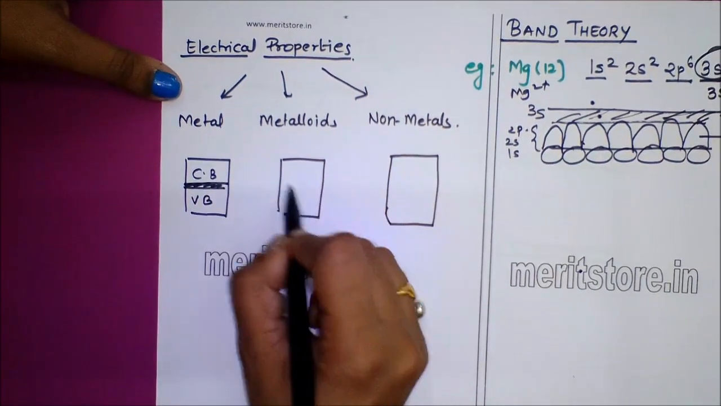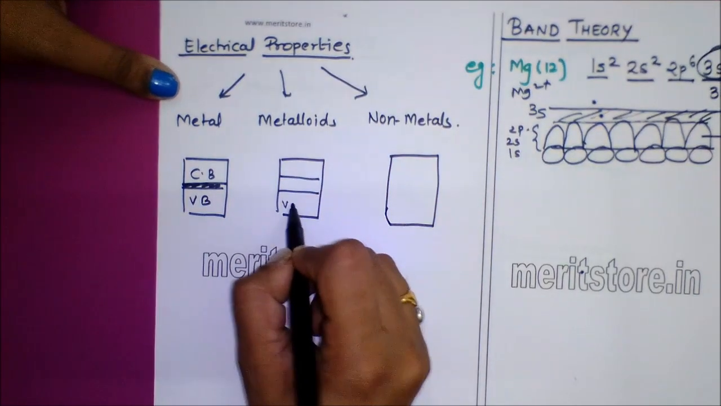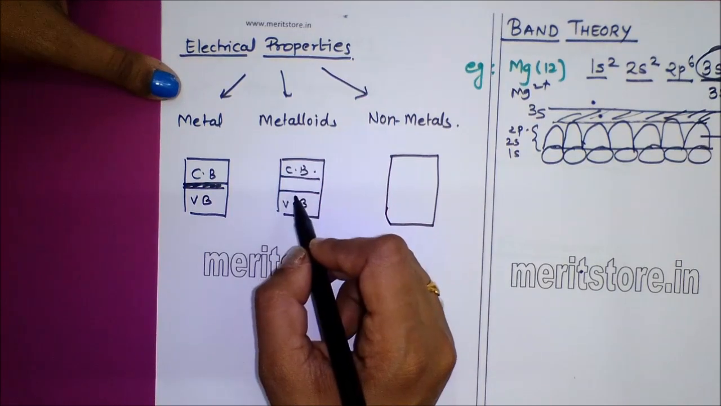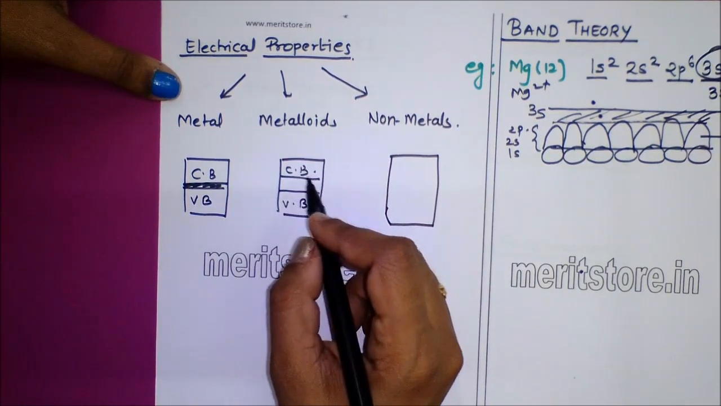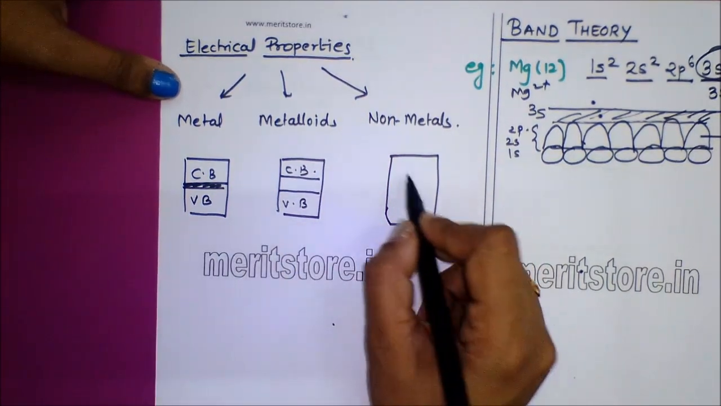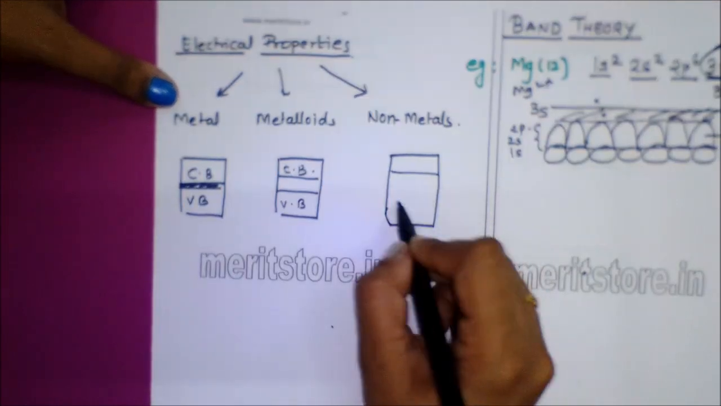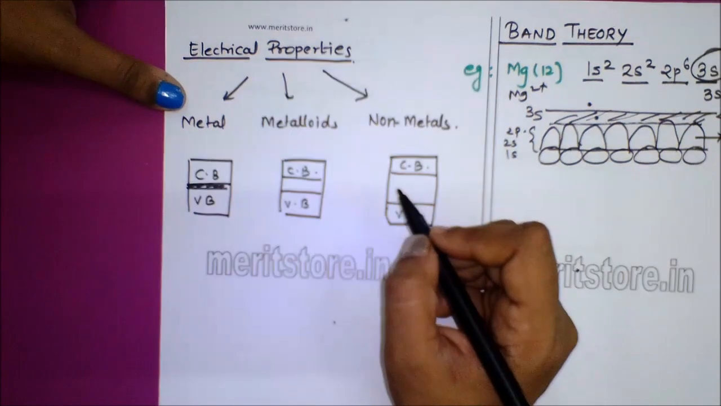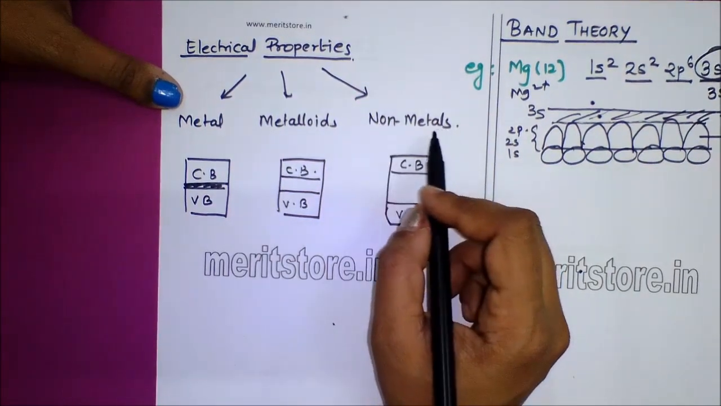But in case of metalloids, this gap comparatively increases, but this gap can be decreased by means of heating of that particular solid. In case of non-metals, this gap is very large, which cannot be overcome even by means of heating, and hence they are insulators even at high temperature.